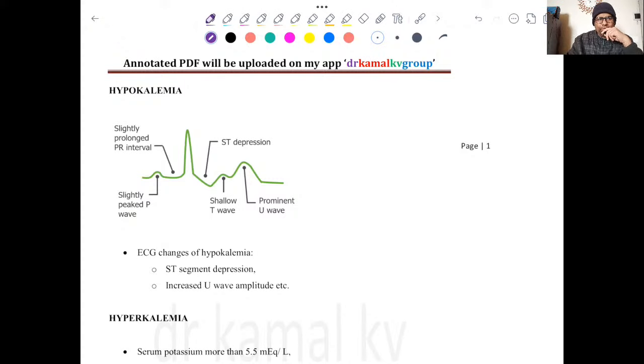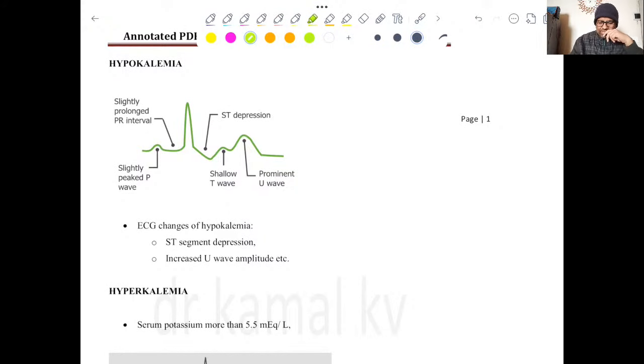Okay, so finally I'm ready with the medicine session, starting with hypokalemia. Now, in hypokalemia, what you need to remember from exam point of view, one important feature is ST segment depression. Clear? So there is depression of ST segment, and second important thing is a prominent U wave. So these are the two important ECG features which you have to remember in hypokalemia. So ST segment depression and prominent U wave.